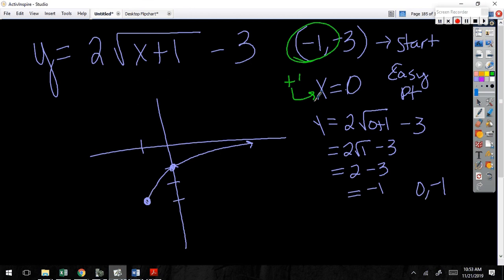Can we grasp the starting point? Okay, where are you confused? So -1, -3 comes here. To find my easy point, I added 1 to where I started, and I just plugged it into the equation.